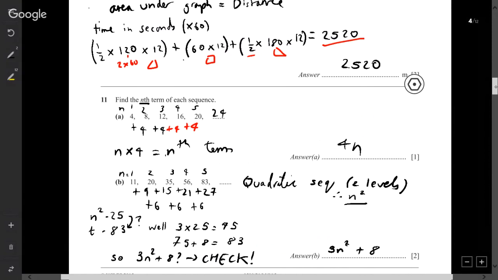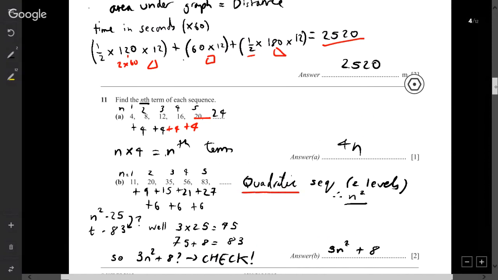Just check that. So let's say our n is 5. Well, 5 times 4 is 20. Yep, that's right. Correct, 4n. The next one's a little bit more tricky. This is what we call a quadratic sequence. So there's 2 levels to this.